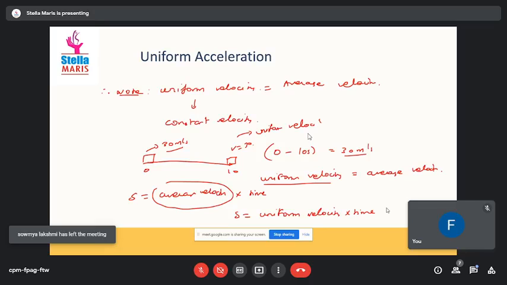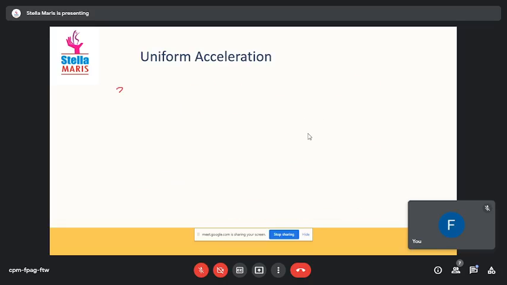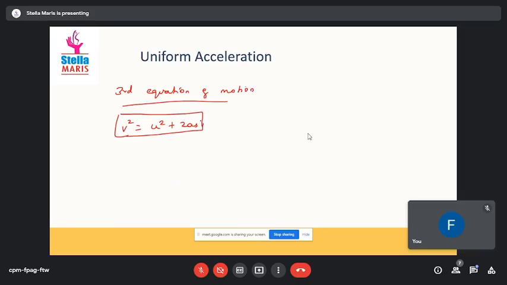Yes, sir. Okay. So what is the third equation of motion? V squared is equal to u squared plus 2as. Okay, very good. So here, first take the first equation, that is v is equal to u plus at. To find out t, we can write v minus u is equal to at, and v minus u by a becomes t.